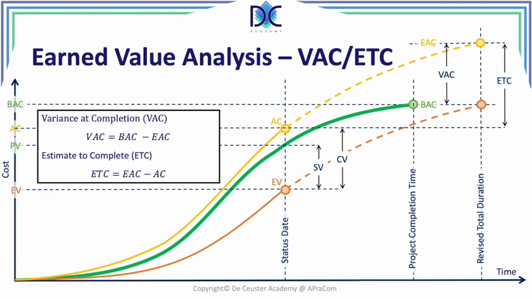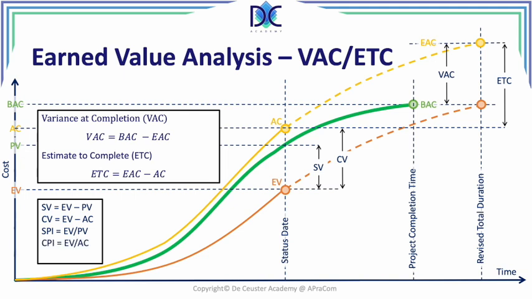We also have the different parameters, the schedule variance, cost variance, SPI, CPI, and CSI, which are important to calculate those parameters as we've seen in the previous slide.